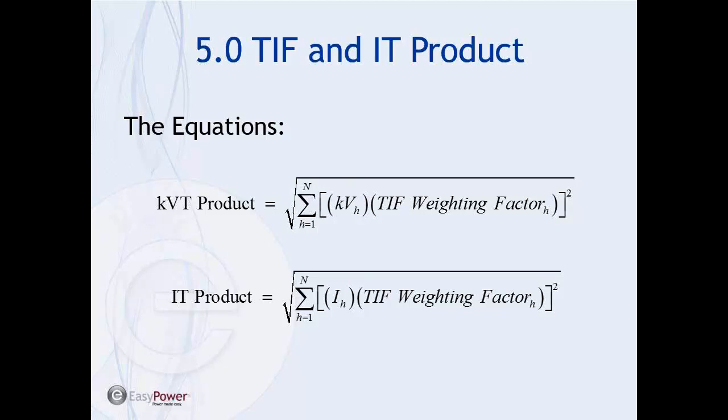So KBT product is very simply, you take the kV at each harmonic, multiply it by the weighting factor at each harmonic, square it, sum them up, and take the square root. And similarly for the IT product, you take the current in amps at each of the harmonics, multiply it by the TIF weighting factor at each harmonic, square it, and then sum them all up and take the square root.